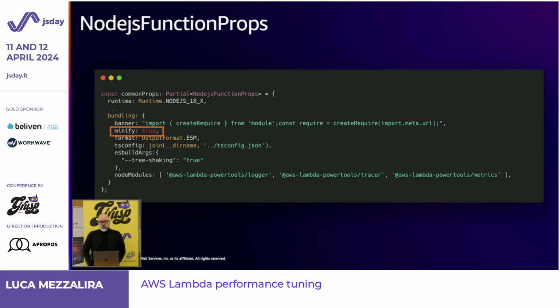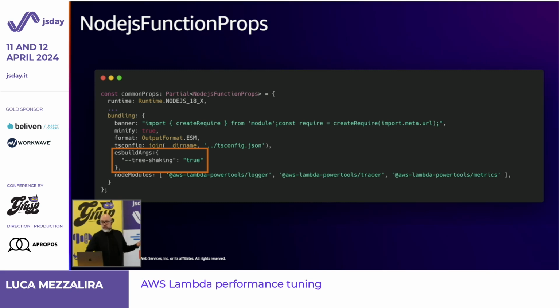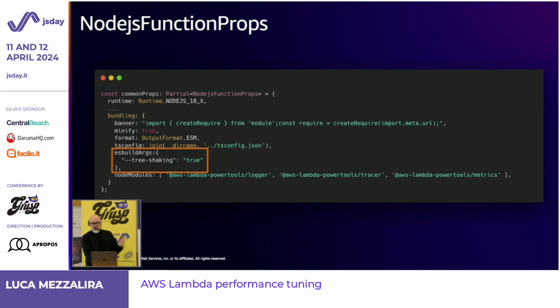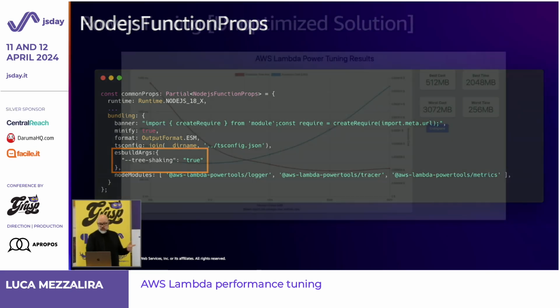Now, here on the Node.js function, again, minification, but also tree shaking. Another thing that often people are not doing is tree shaking. That dead code elimination is another important thing. We want to optimize our bundle size.